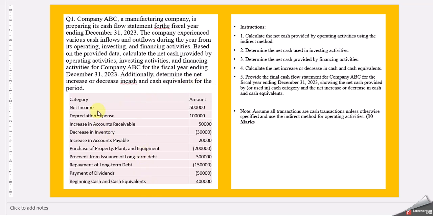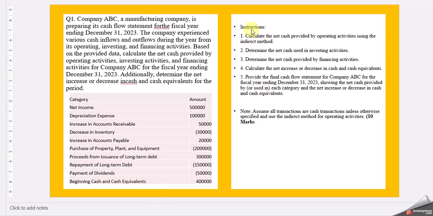So this is the data that has been given, by category. Net income, you have 5 lakh, depreciation expenses, increase in account receivable, decrease in inventory. If the statement carries parenthesis, then it is negative, it's a decrease. Then purchase of plant equipment, what has been invested. Then proceeds from issuance of long-term debt, repayment of long-term debt, payment of dividends, beginning cash and cash equivalent.